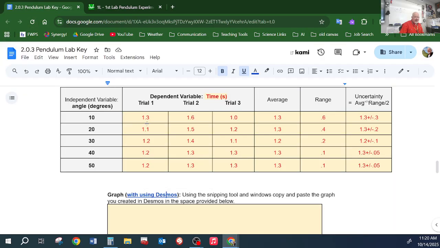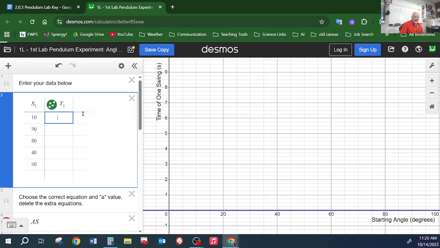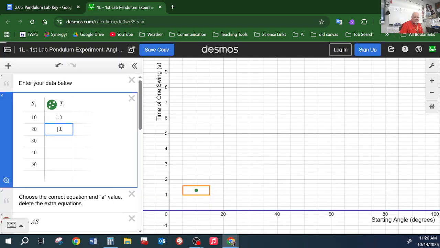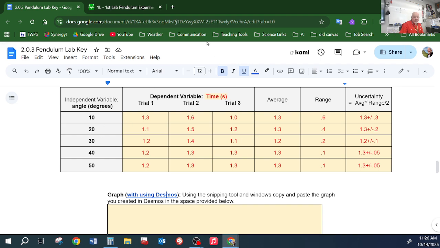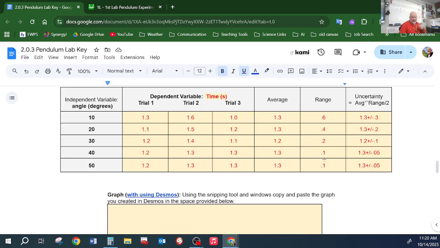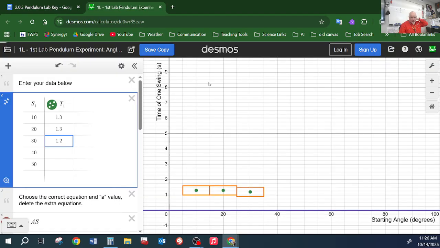And this is the actual swing. So for 10 degrees, it was 1.3. That was the average, so I would type in 1.3. The next one was 1.3. 30 degrees was 1.2. All right. And 40 and 50 degrees looks like they were both 1.3, so we can type in 1.3 and 1.3. All right, and I'm starting to see a pattern here.